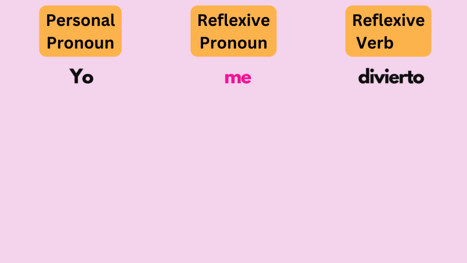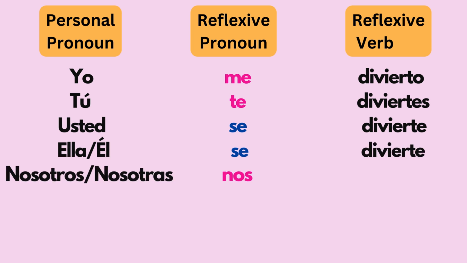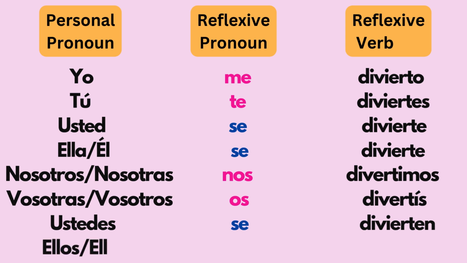Yo me divierto. Tú te diviertes. Usted se divierte. Ella, él se divierte. Nosotros, nosotras nos divertimos. Vosotras, vosotros os divertís. Ustedes se divierten. Ellos, ellas se divierten.